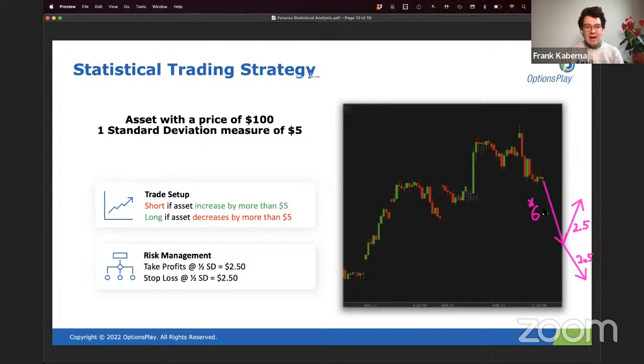And so I always like keeping it simple here, which is I've got one measure, the standard deviation, Tony. I'm going to let that tell me where I get in and also where I get out.